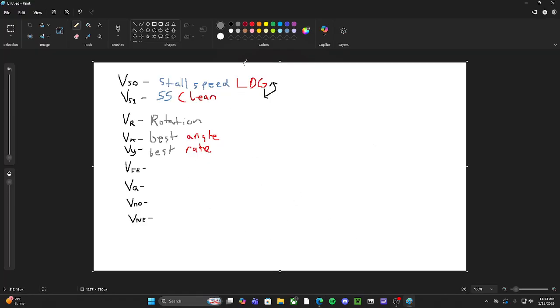Then we have VFE, which is flap extension speed.